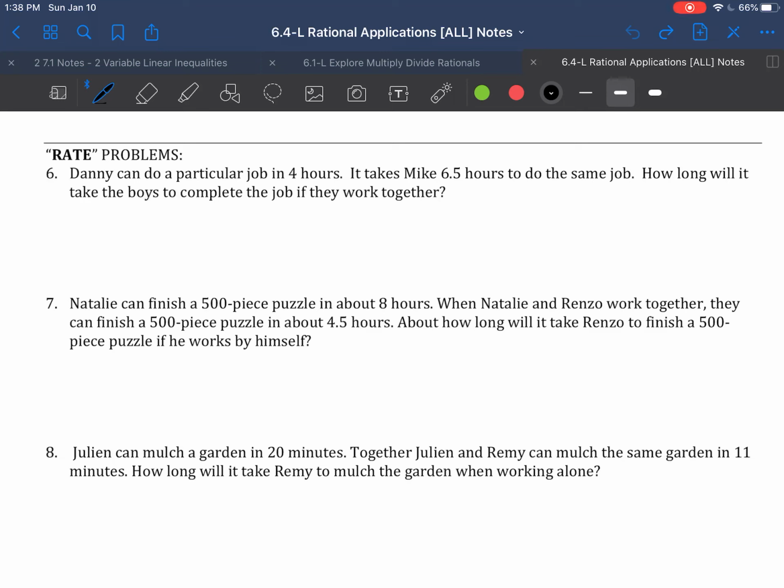Okay, and so the idea that we're going to use here is that if we take Danny's, and we're working with hours, okay? So Danny's hourly rate, if you add that to Mike's hourly rate, you would get their rate together.